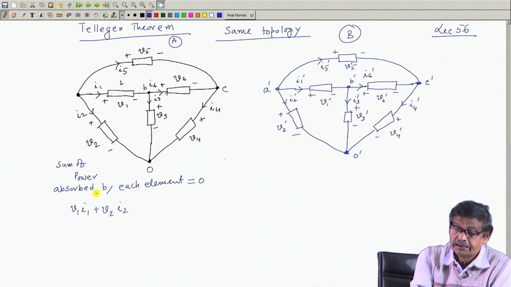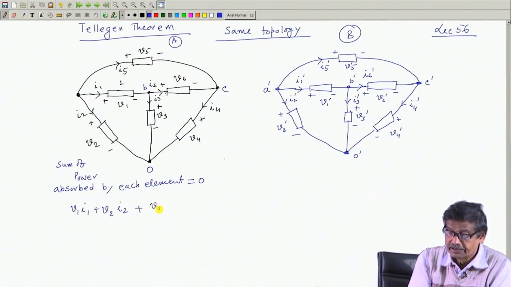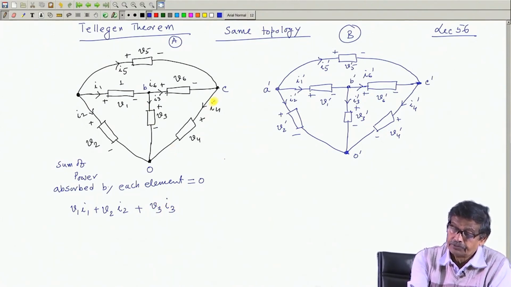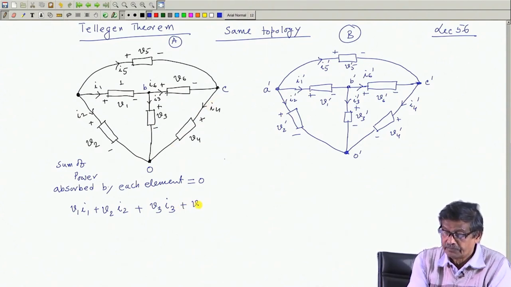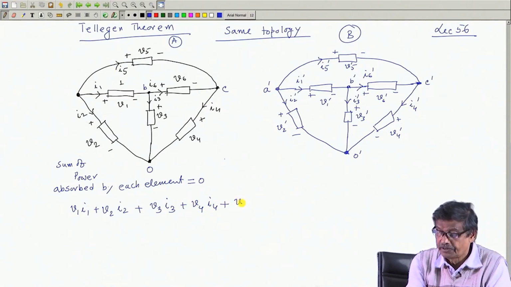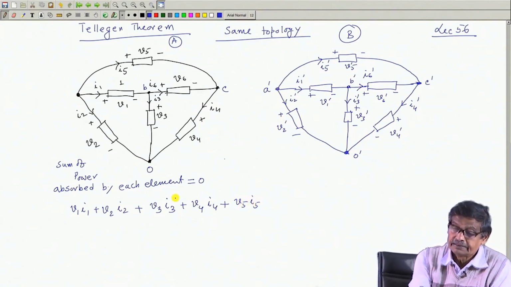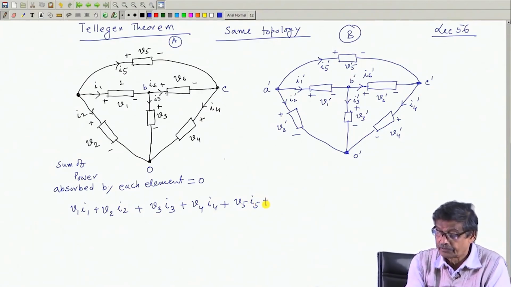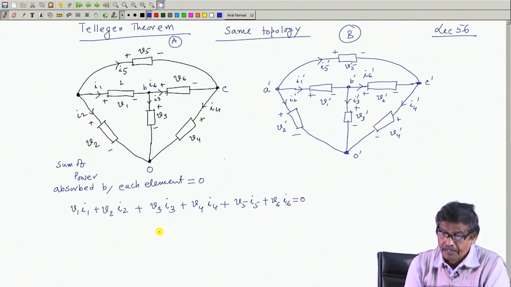What is element 3 doing? It is also absorbing power. So, it will be V 3 into I 3. What is element 4 doing? Absorbing, plus V 4 I 4. Element 5 absorbing, plus V 5 I 5. And element 6, it is also absorbing, V 6 I 6, and this must be equal to 0, that is what we have learned.